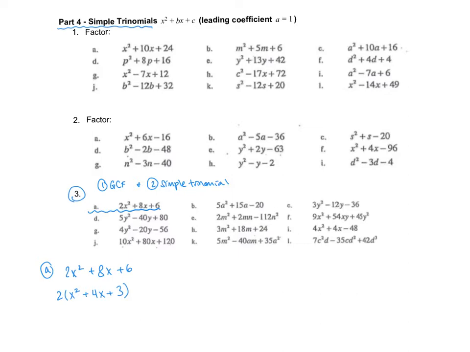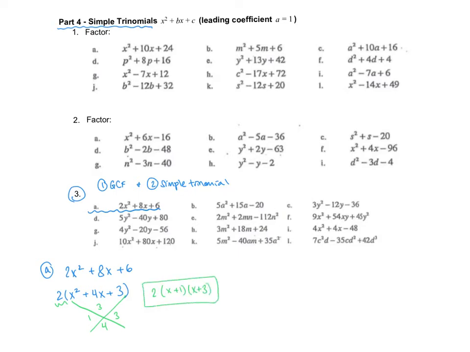Now, on the inside here, this is a simple trinomial, so I'm going to factor that. I'm going to say what multiplies to get 3 and adds to get 4, which would be 1 times 3. So I'm going to leave the 2 on the outside. I'm going to put x plus 1 times x plus 3.